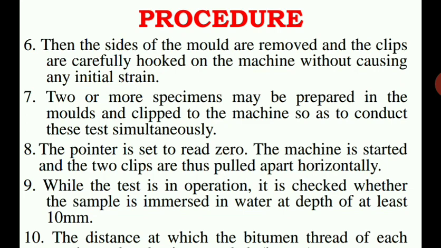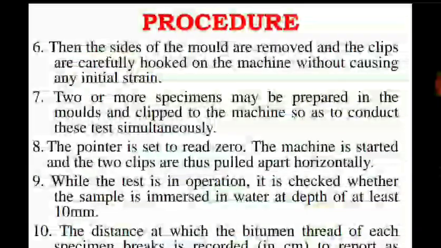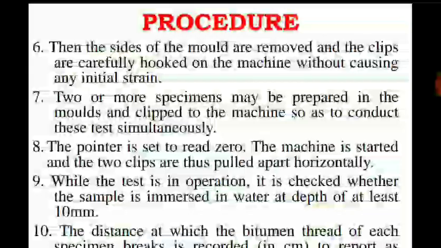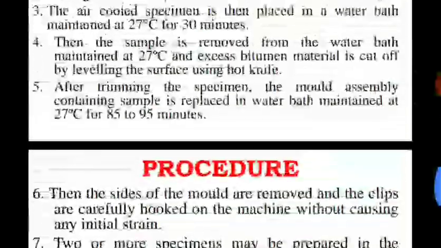Okay, and then initially we need to set the pointer to 0, and the machine is started and the 2 clips are pulled apart horizontally. So here you can see in the diagram, right? So initially it will be in this way, right?